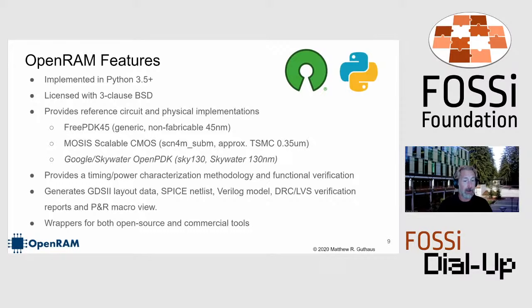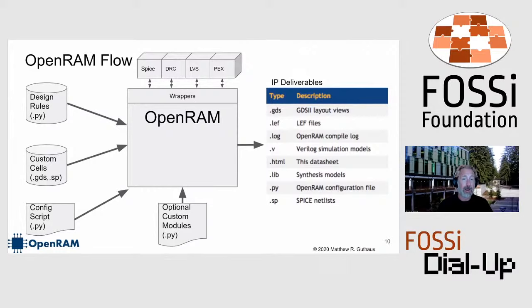The idea is OpenRAM provides a timing and power characterization methodology and a functional verification methodology for memories. It generates all of the layout, SPICE netlists, Verilog models, does DRC and LVS verification, and then does the LEF and library views for synthesis and place and route. To maintain independence of tools, we provide wrapper scripts around open source tools, and we let them interface through those. That's primarily for simulation, DRC, and LVS. Everything else is pretty much done internally to OpenRAM. As you see here, this is a general flow for OpenRAM. The wrappers hide the tools like SPICE, DRC, LVS, and extraction. It takes as input some technology parameters, a subset of the design rules, that it can use to generate some layout on the fly.